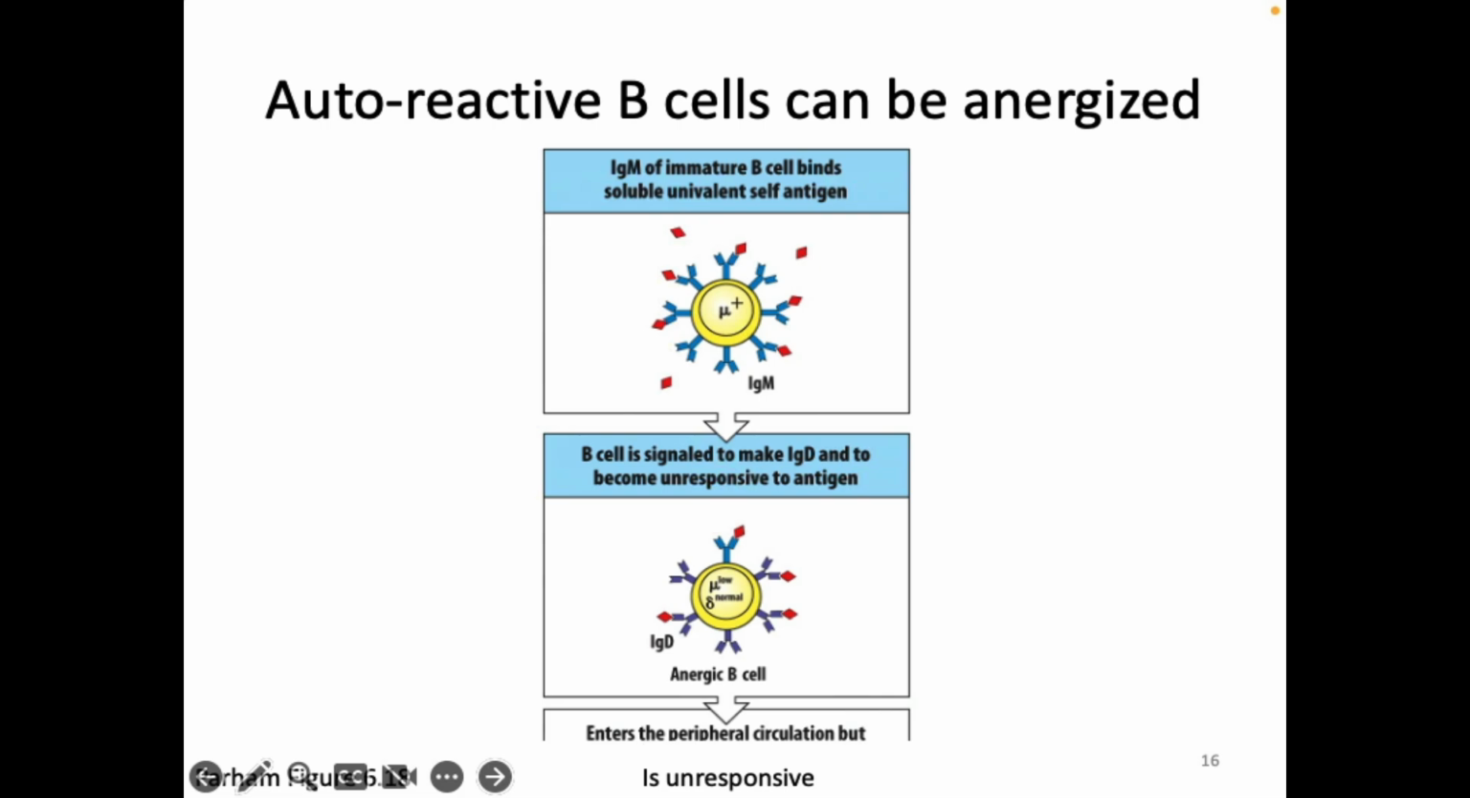I'll just draw a shape. I don't need a cell. Okay, there's my self-antigen. And let's imagine I have an antibody that has a binding site that looks like this. Okay? It could bind to this kind of weakly. It's not perfect, but it's okay, right?